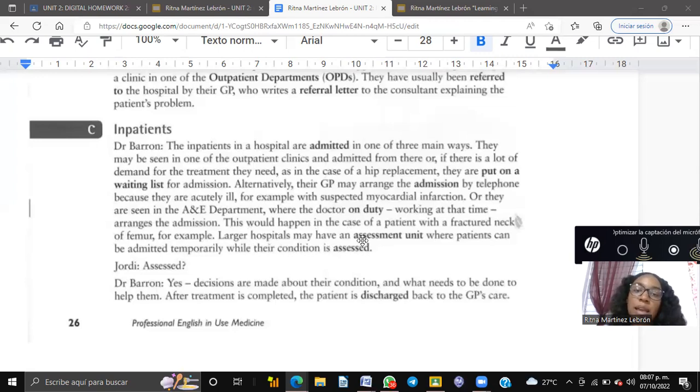Larger hospitals may have assessment units where patients can be admitted temporarily while the condition is assessed. Jordi: Assessed? Dr. Baron: Yes, decisions are made about the condition and what needs to be done to help them after treatment is complete. The patient is discharged back to the GP's care.